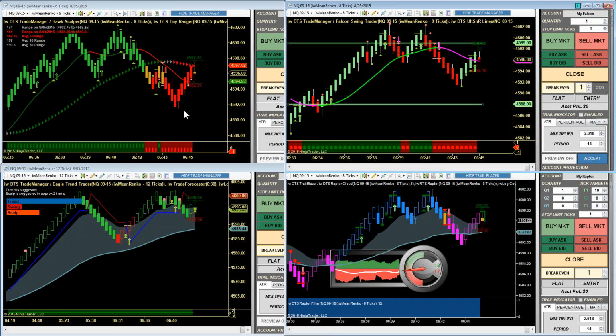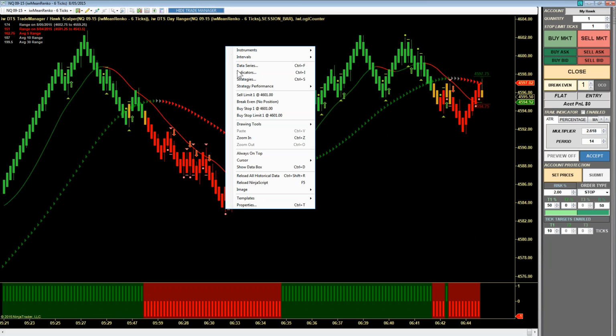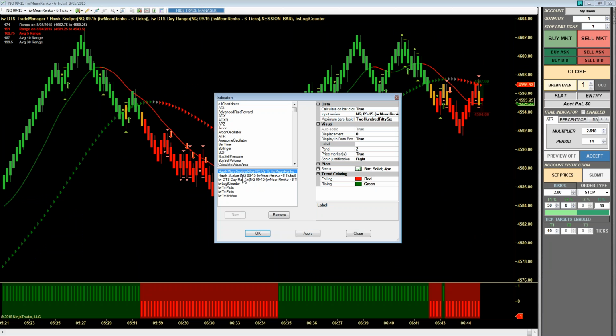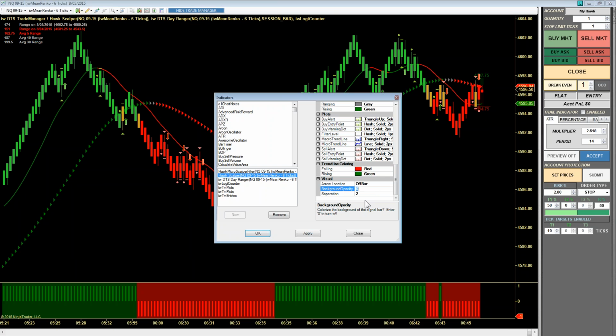Josh is asking, Eric, how do I remove the background lines or the background arrows? I'll show you, Josh. You go here to your indicator panel and you find your tool, in this case the Hawk Scalper, and you roll down here to the very bottom and you can do your arrow location. You can even eliminate it if you don't want to see the arrow. But what you're probably interested in is this one right here, the background opacity. Yours is probably set at 2. If you set it to 0, you'll get rid of the background lines.